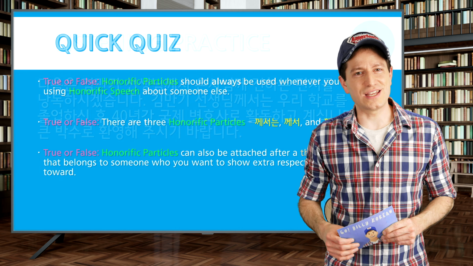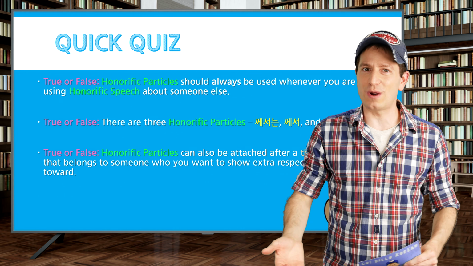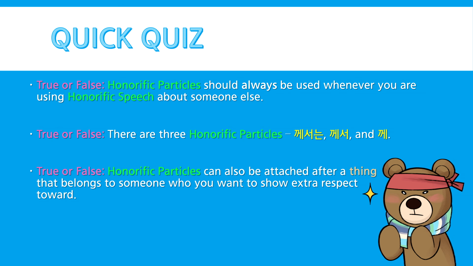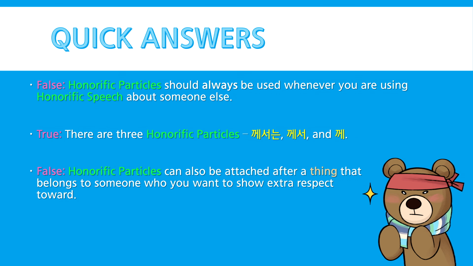Next, try to do this quick quiz. You can pause the video here and resume it when you're ready for the answers. Here are the answers. The first one is false. Honorific particles should always be used whenever you're using honorific speech about someone else. As we learned, that's not true, and you don't have to use them. The next question is true. There are 3 honorific particles to learn: 께서는, 께서, and 께. And the last question is false. Honorific particles can also be attached after a thing that belongs to someone who you want to show extra respect toward. Actually, honorific particles should not be attached after a thing, but only after a person.